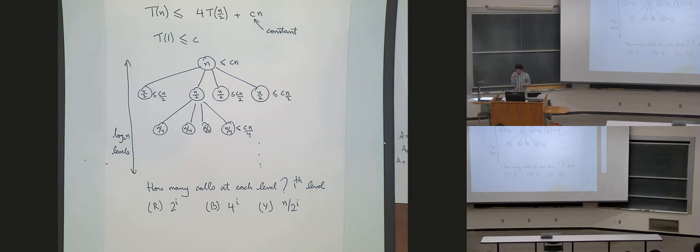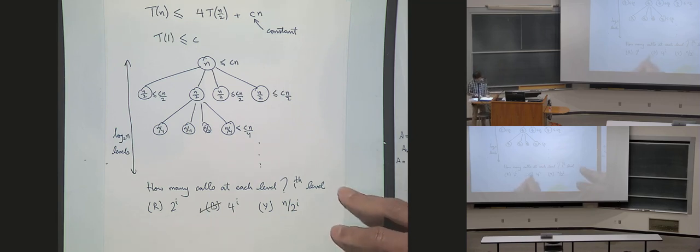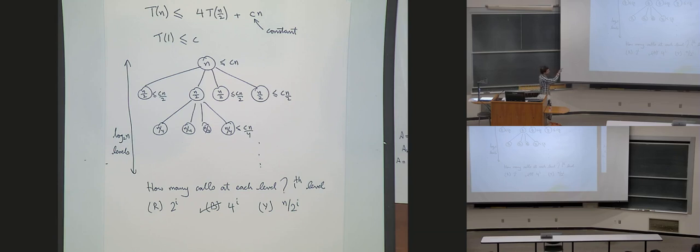I'll give you a minute. Question? Is the top level 0 or 1? Good question. Top level is 0. How many? What is it? 4 to the i, right? So the difference with merge sort is the number of calls actually is just 2 to the i. But here it's 4 to the i. So it's basically squaring.